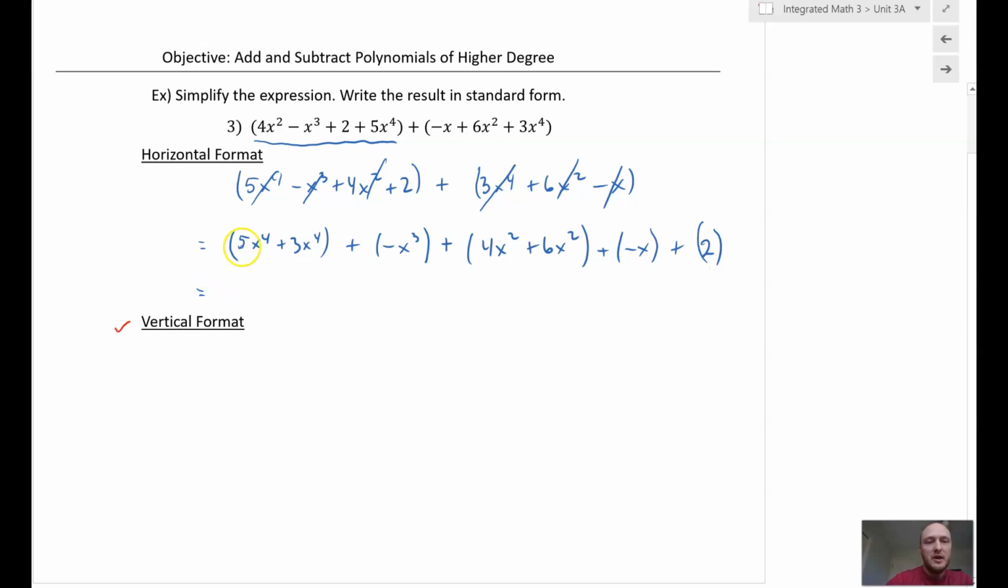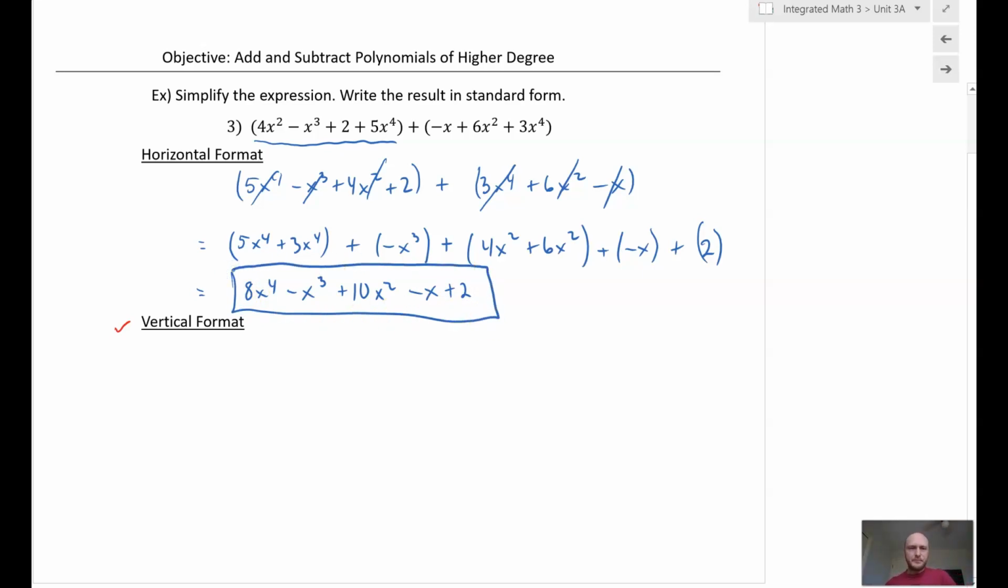You don't have to. Now I'm just going to go ahead and add. So 5 plus 3 gives me 8. No terms to combine here, so I just have a negative x cubed. 4 plus 6 gives me 10. Minus x and plus 2. And there is our polynomial in standard form.